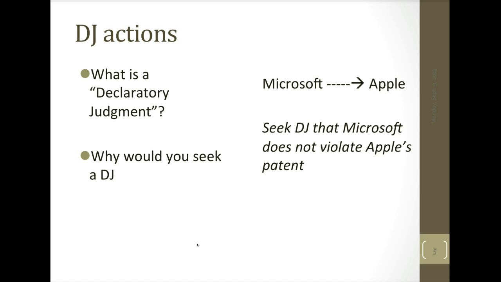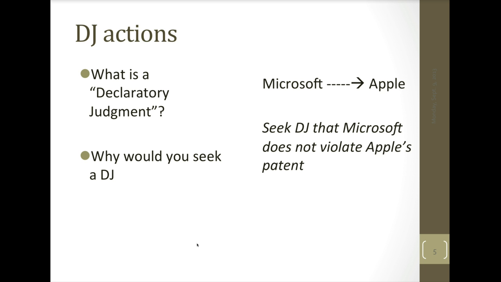Suppose Microsoft is suing Apple, but Microsoft actually does not have a claim. But maybe Microsoft thinks that Apple might sue it because Apple has a patent that Microsoft is worried Apple will say Microsoft is violating. So Microsoft might seek a declaratory judgment that Apple's patent is either invalid or that it's valid but Microsoft still doesn't infringe. So what you should see in this case is that Microsoft could not seek money damages because it does not own the patent.